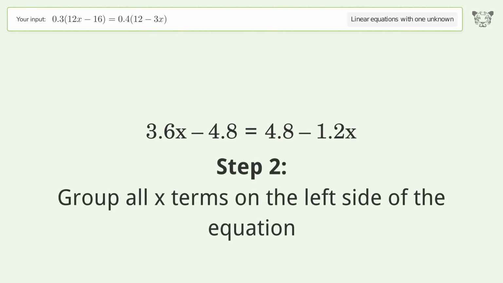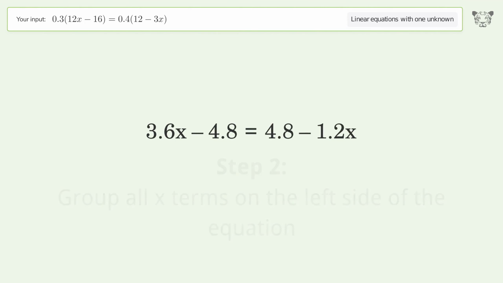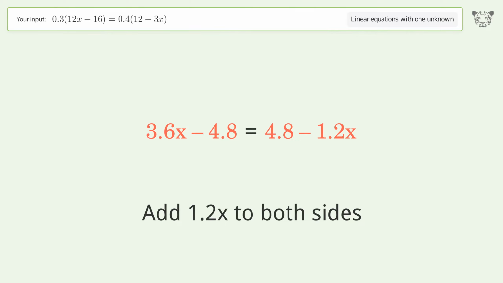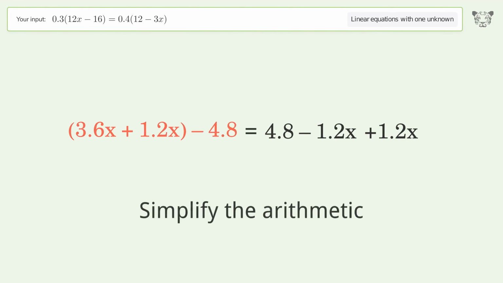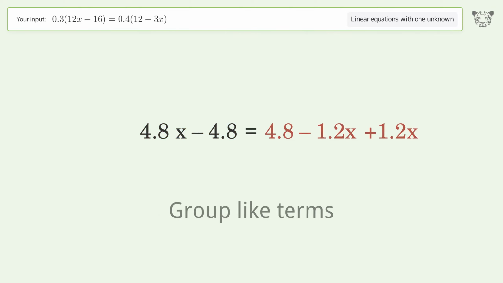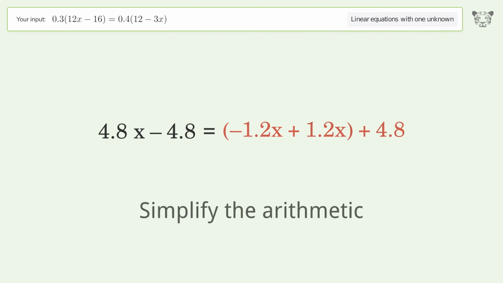Group all x terms on the left side of the equation. Add 1.2x to both sides. Group like terms. Simplify the arithmetic. Group like terms. Simplify the arithmetic.